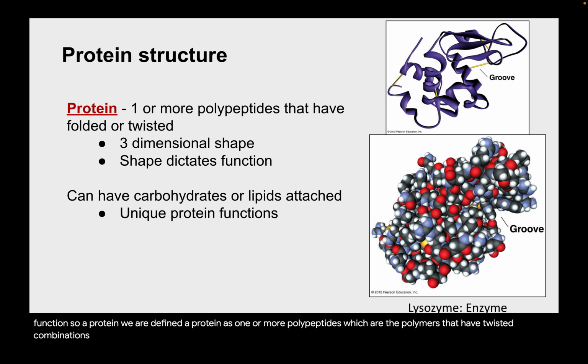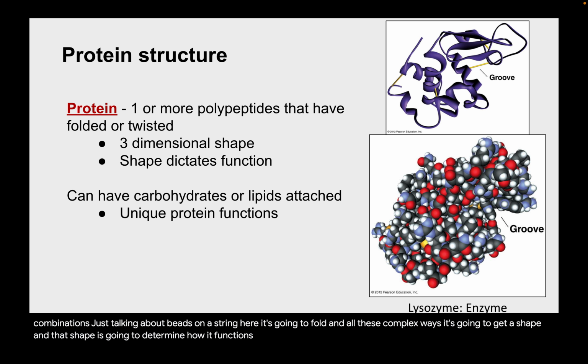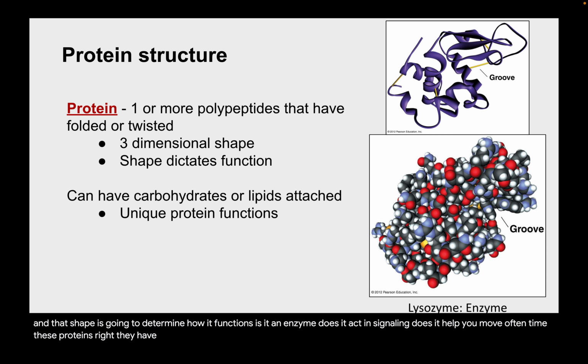So we're not just talking about beads on a string here. It's going to fold in all these complex ways. It's going to get a shape, and that shape is going to determine how it functions. Is it an enzyme? Does it act in signaling? Does it help in movement? Oftentimes these proteins have these polypeptides, which are the polymers again. They'll often have other types of molecules attached, like carbohydrates or lipids, that also help determine some of those unique functions.